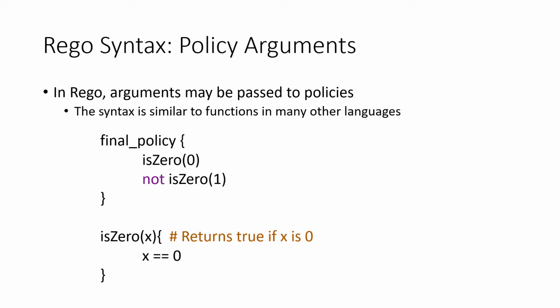In Rego, arguments may be optionally passed to policies. The syntax is similar to functions in many other languages. For example, the following policy is 0 returns true if the argument x is equal to 0.